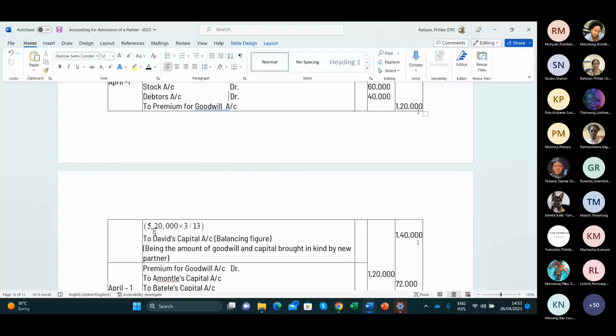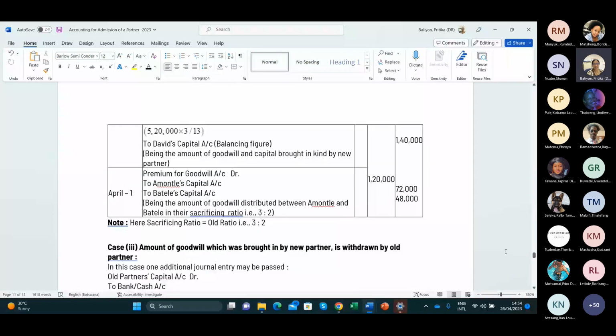Are we together? Can you hear me? Yes. That goodwill, the 120, has to be shared among all the partners according to their sacrificing ratios. You can calculate the sacrificing ratio by subtracting the new ratio from the old ratio. Then 120 will be divided in 3:2, which is 72,000 and 48,000. So that's how we calculate.